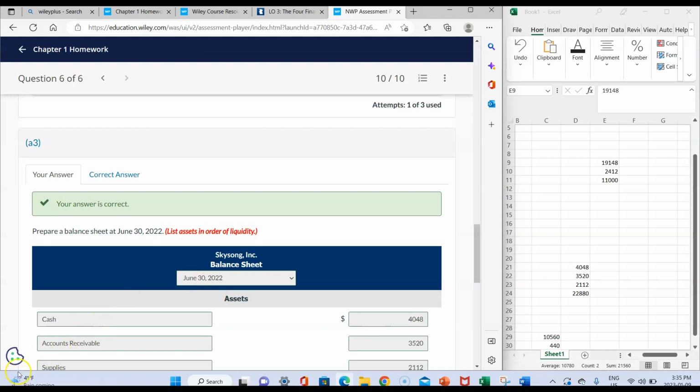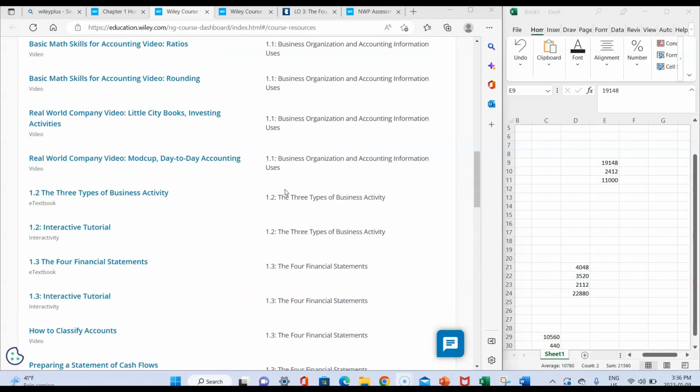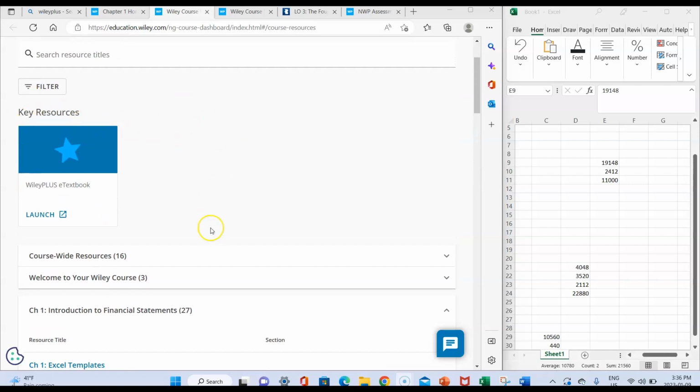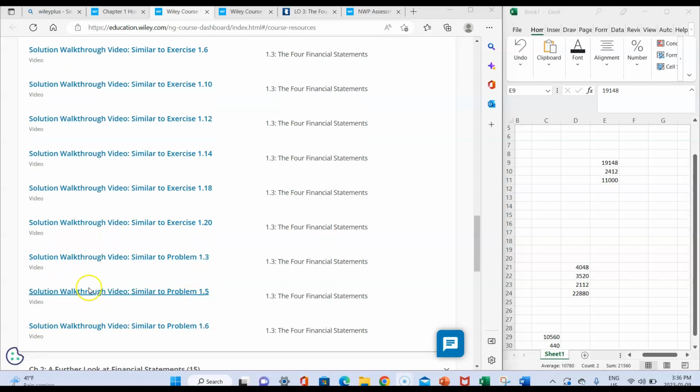and you'll do awesome. If you're still having problems, you can go to Wiley Plus, the Wiley Course Resources, buy the textbook, and there's video walkthroughs of problems very similar to the ones you have. You actually have problem 5-1A in your homework.